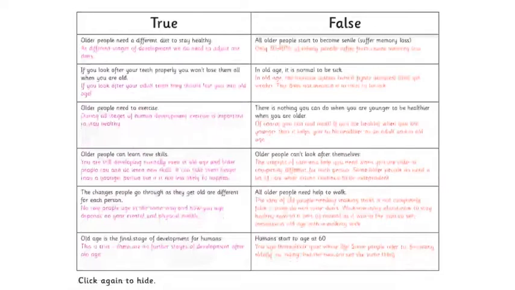Older people need exercise. Well, of course, yes. During all stages of human development, exercise is important to stay healthy, for example. Another one that's in the false column: humans start to age at 60, of course. No, we age throughout our entire lives. We don't necessarily see it as much when we get older.